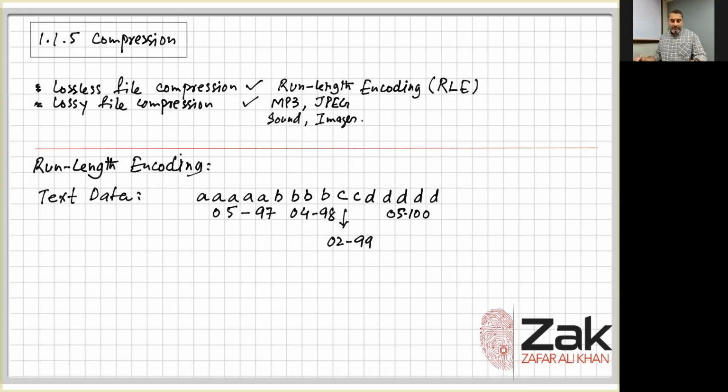Assuming each number in this second row requires 1 byte of memory. Let's say each number, let's say 5 requires 1 byte, 97 requires 1 byte, 4 requires 1 byte, 98 requires 1 byte, 2 requires 1 byte, 99 requires 1 byte, 5 requires 1 byte, and 100 requires 1 byte. The RLE will need only 8 bytes. This is half the original file size. So it will be saved as 5 bytes if it is text data.